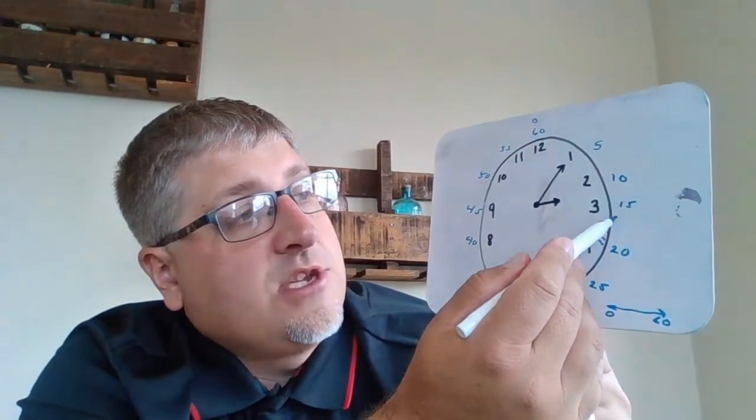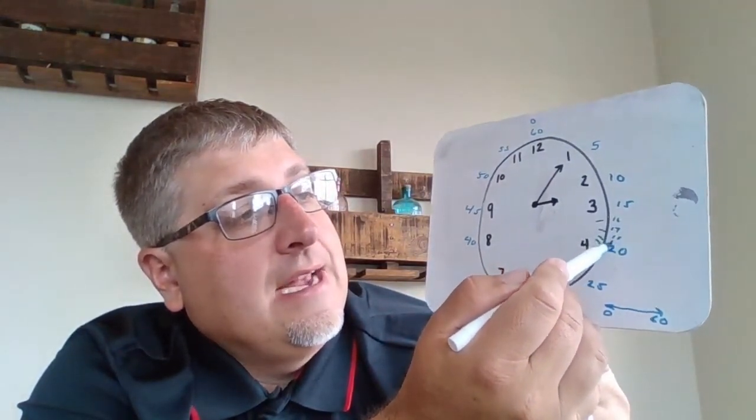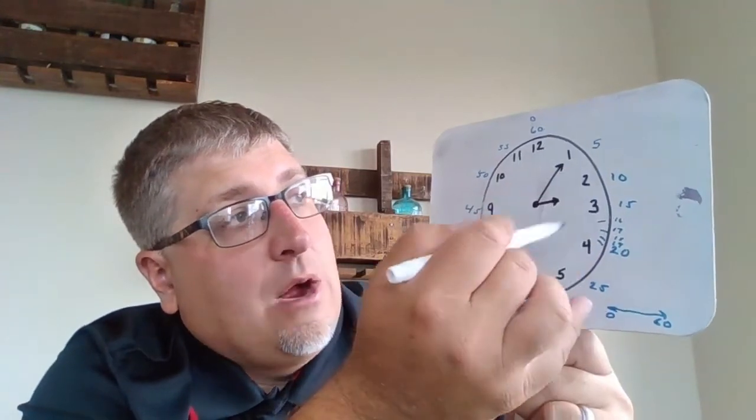And then also in between here, like for example here, I have 15. We're going to see tick marks in between, and those tick marks are going to be your 1 minutes there. So here, this is where you're going to see 16, 17, 18, and 19. All right, and it's going to count all the way around to 60.